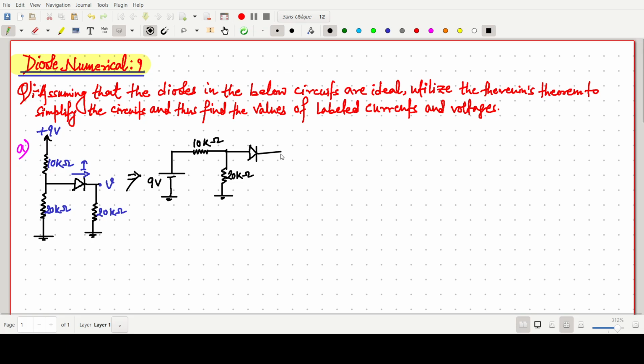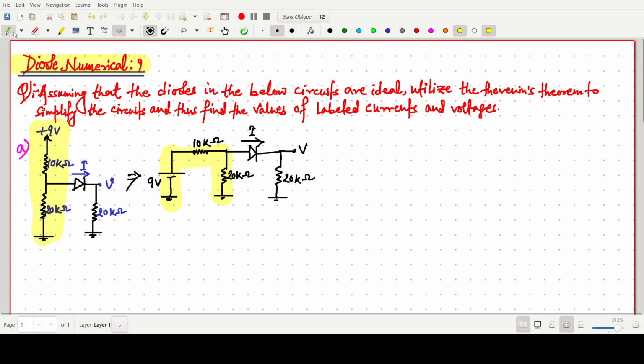This should be our 20 kilo ohm, and this one is our V, and we have to think about this current I. So we have redrawn the circuit. This portion we have redrawn like this. This yellow portion we can rewrite as 9 volt, 10 kilo ohm. Then this one is 20 kilo ohm resistance, and this one is very simple.